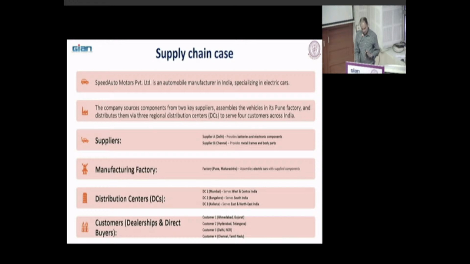Then distribution centers, we have 3 distribution centers. One is Mumbai, which serves West and Central India. Bangalore serves South India. Kolkata serves East and Northeast India. Customers, these are not the normal customers. These are the dealers, basically. And you can see 4 dealers are there: one in Ahmedabad, another in Hyderabad, Delhi, and Chennai.